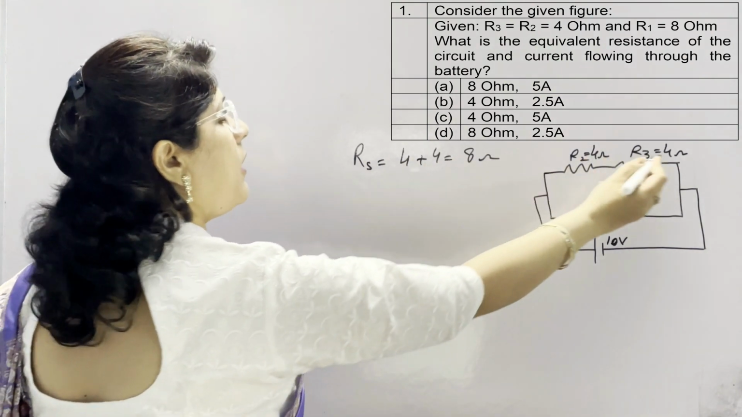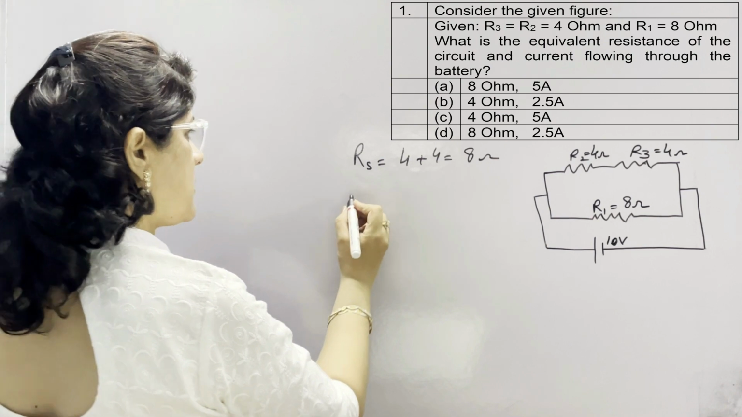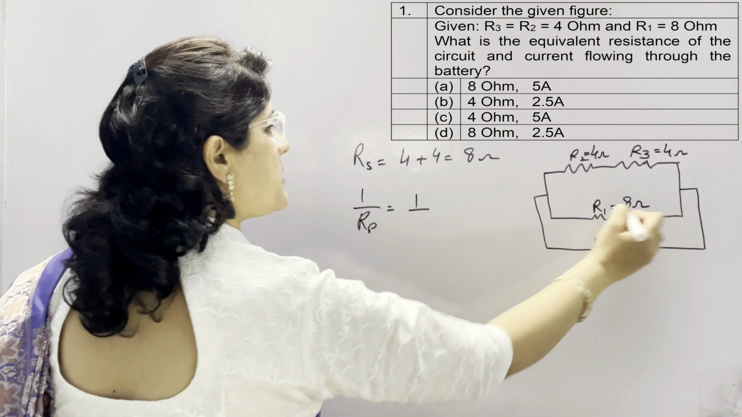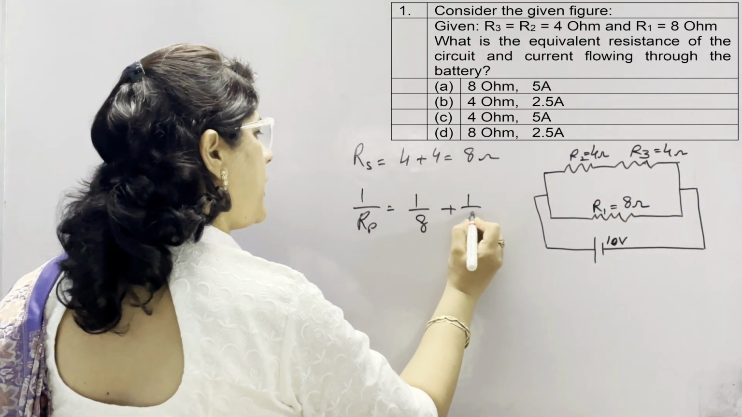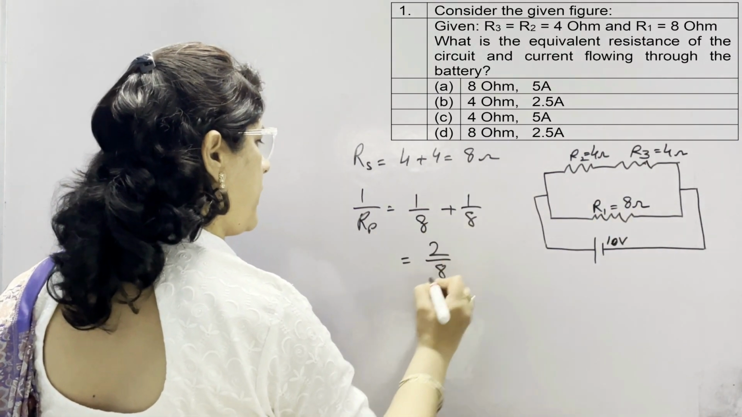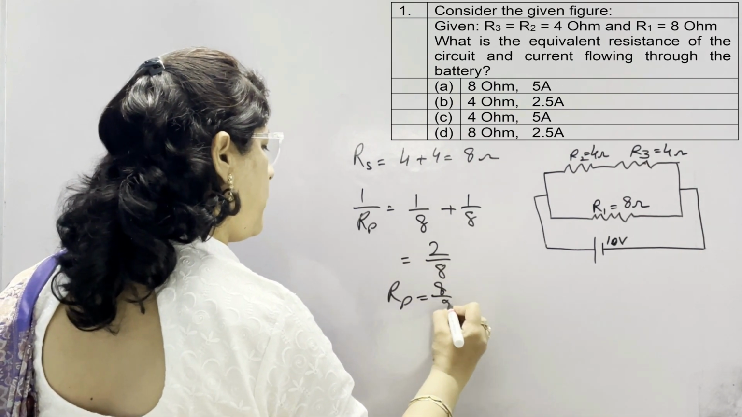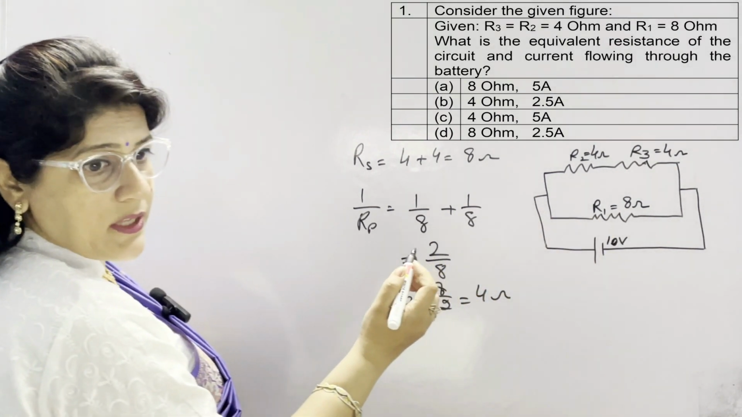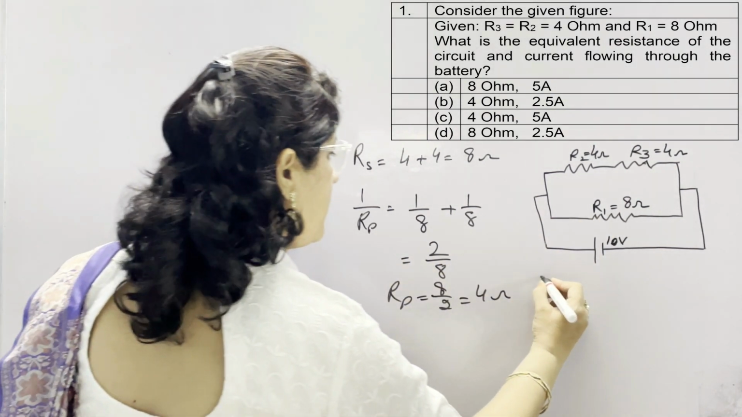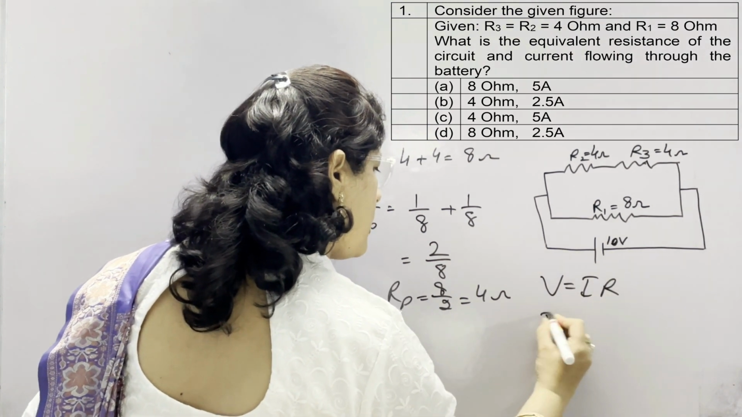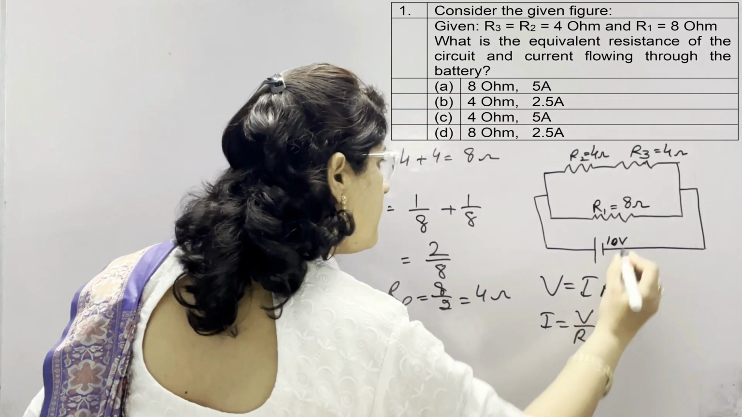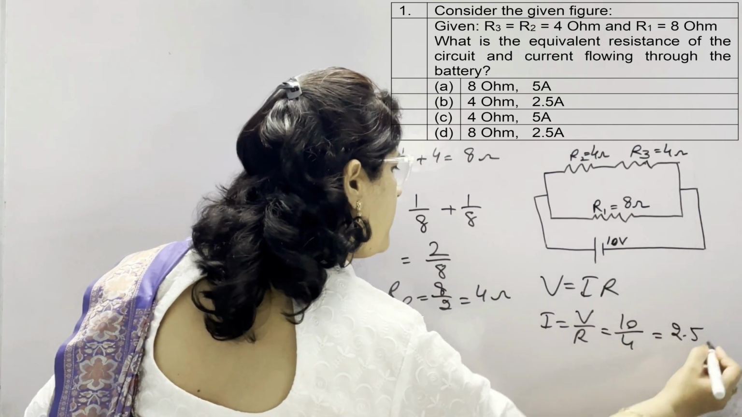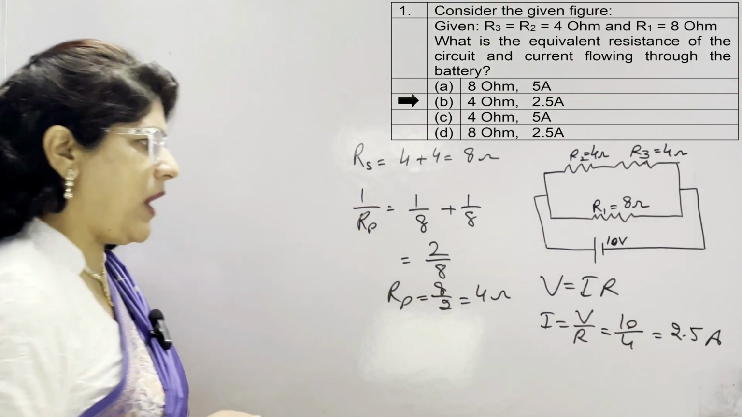It means 8 ohm is the combination of these series resistors. Then for parallel, 1 upon Rp is equal to 1 upon 8 plus 1 upon 8, since this 8 and this 8 are in parallel. It means 2 upon 8. So the parallel combination is 8 upon 2, it means 4 ohm. Now the second part, they have asked the current flowing from the battery. Now V is equal to IR, so I is equal to V upon R. V is given as 10 volt, R we have calculated as 4, so the value is 2.5 ampere. So current is 2.5 ampere.